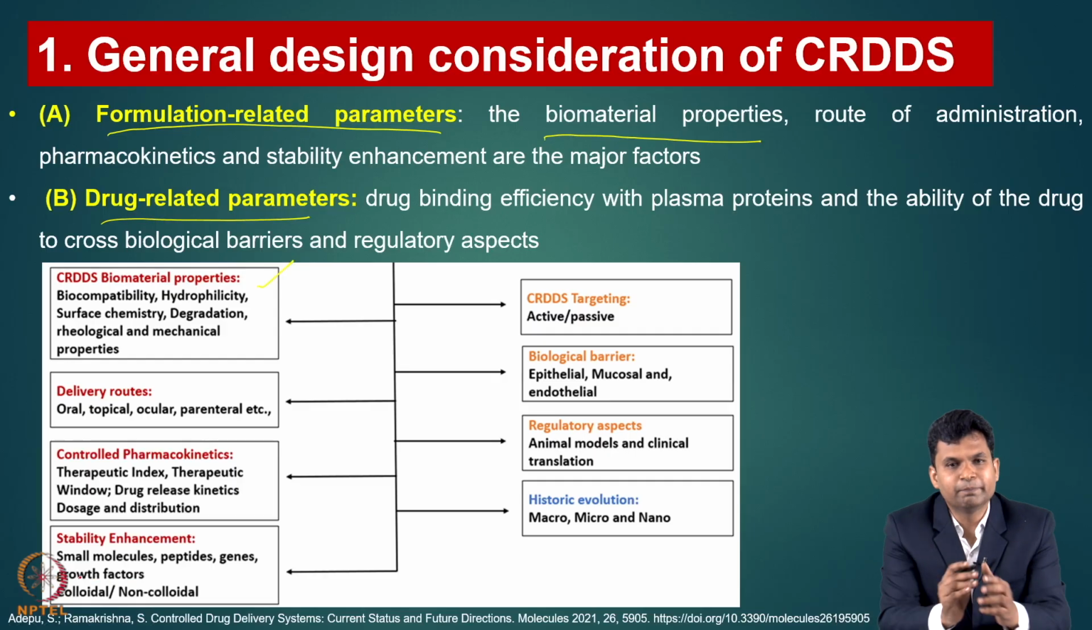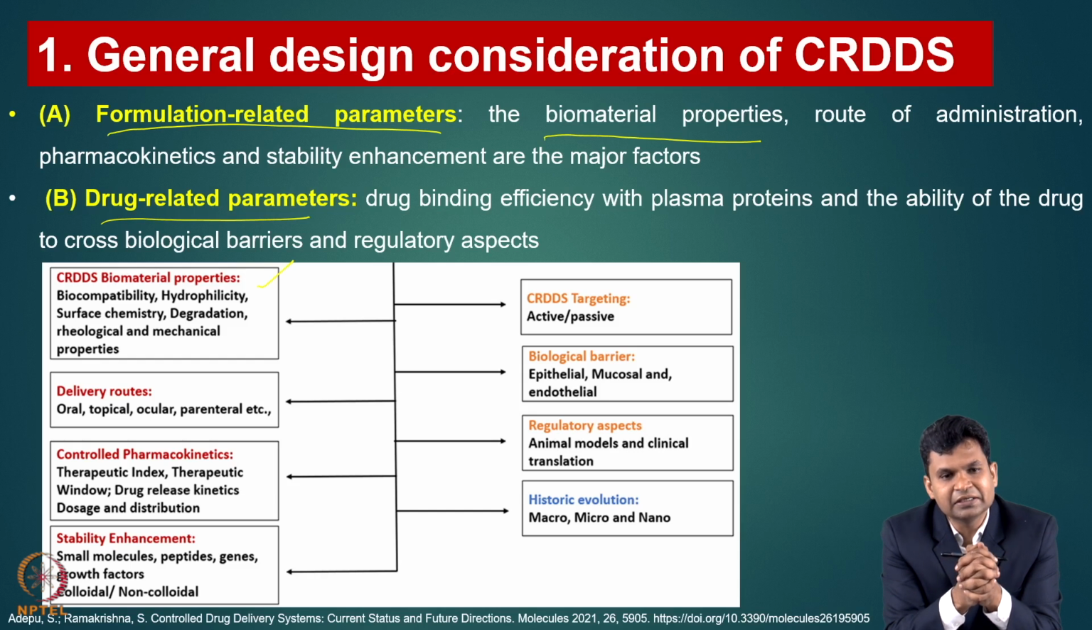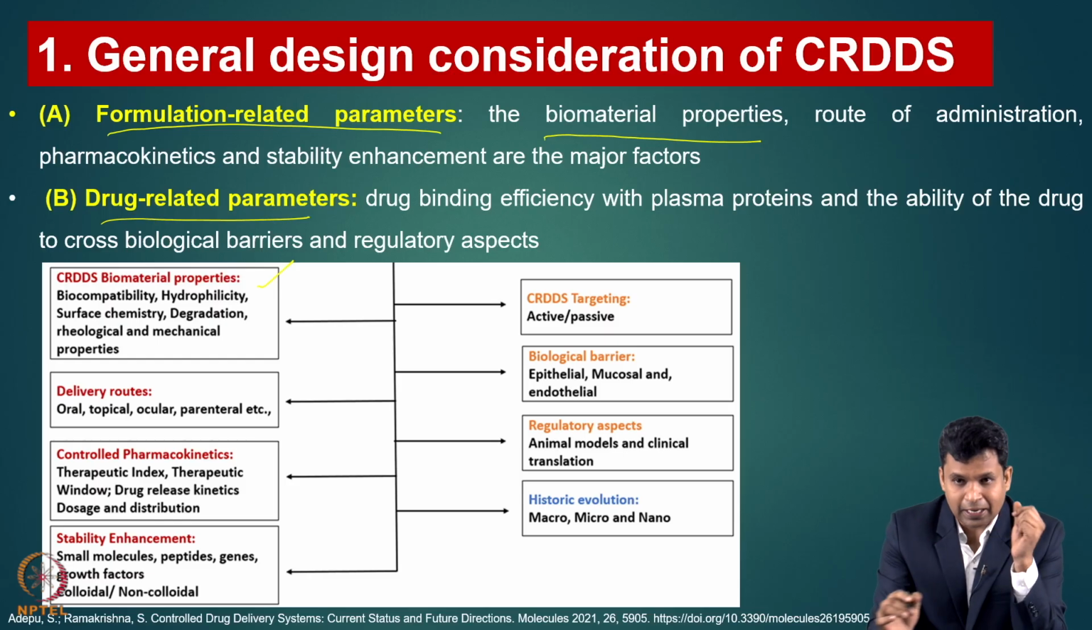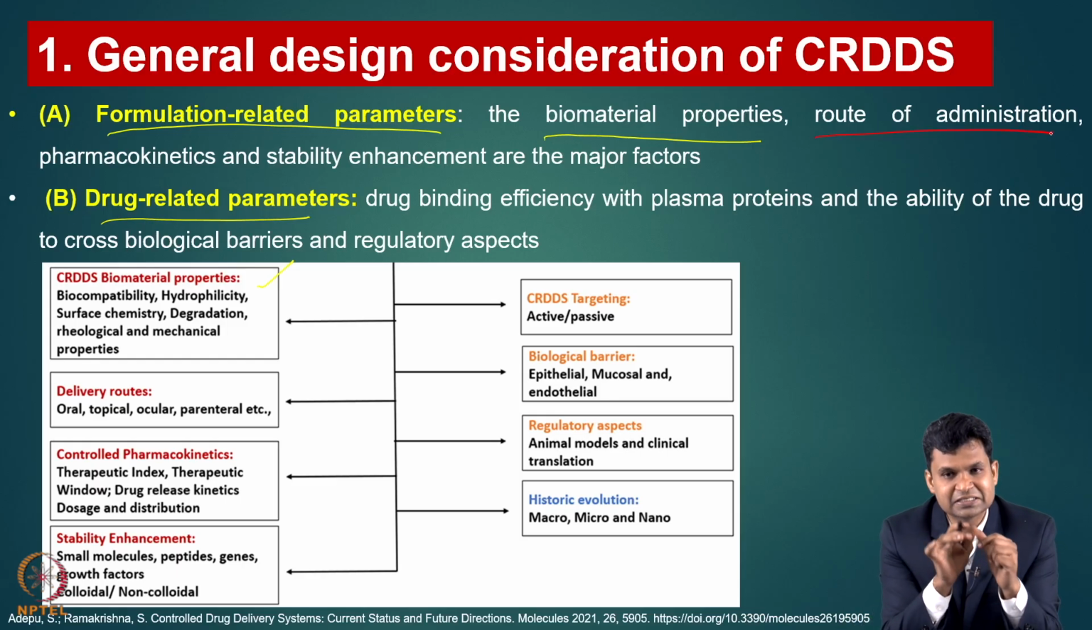Which includes biocompatibility of the materials and the hydrophilicity, surface chemistry, the degradation, rheological and mechanical properties of your materials. So, that is very, very important. Based on that, we can design the right and best controlled drug delivery systems. And not only designing that and considering biomaterial properties, we need to consider the route of administration.